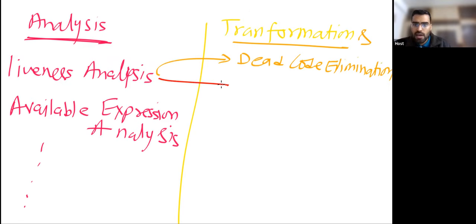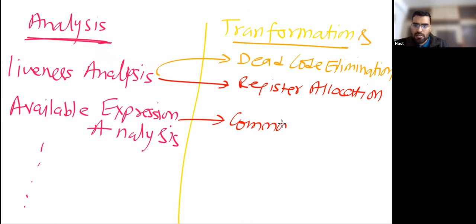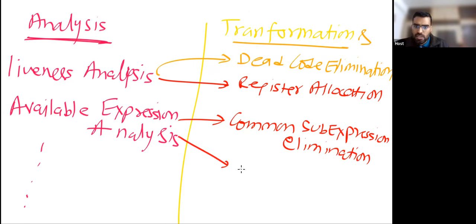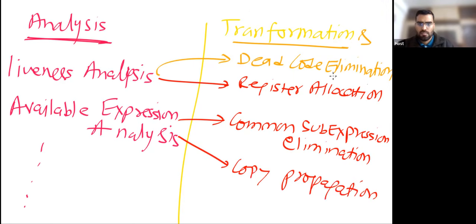Dead code elimination. Another use is register allocation. I will explain, don't worry. Another application: available expression analysis is used in common sub-expression elimination. This we have already seen in the last class. Another use is copy propagation. Both these things we have seen. Yes or no?